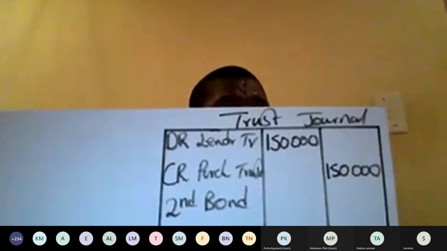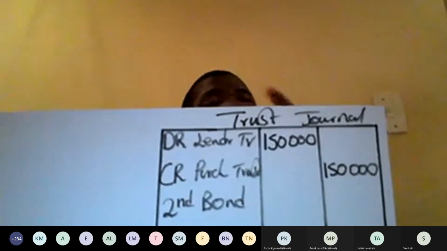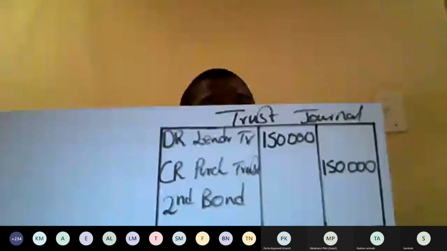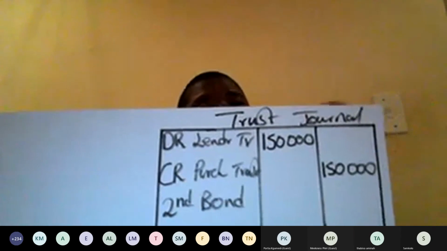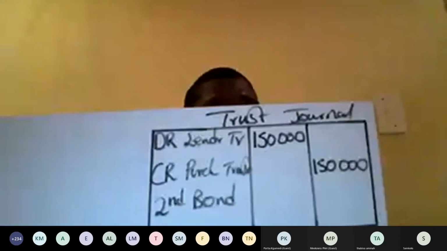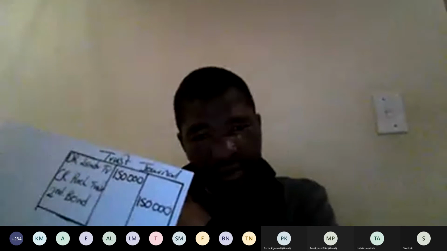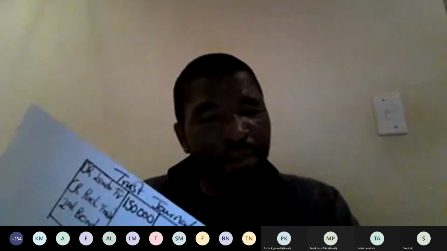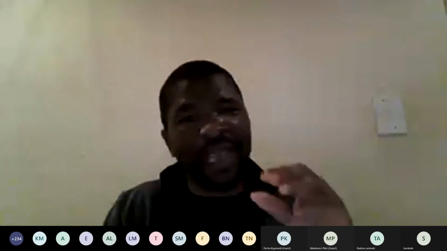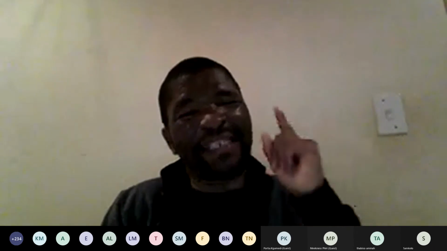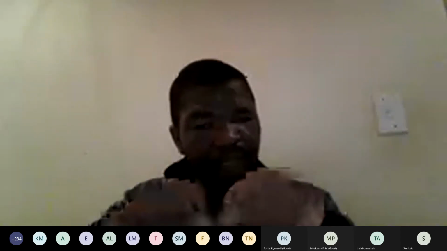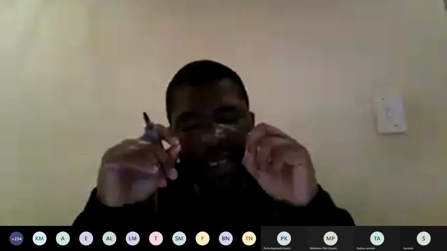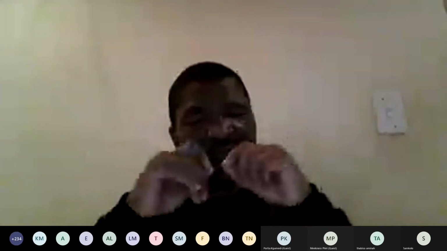And where are we taking that 150 value to? To the purchaser. That's why on the purchaser's trust, we credit to show that we are receiving that value in the purchaser's trust ledger account. That's what you do at step number 3. Because you are transferring from the lender's trust to the purchaser's trust, you need to record a trust journal. In that trust journal, you debit the lender's trust and you credit the purchaser's trust, and that is transfer of the second bond.